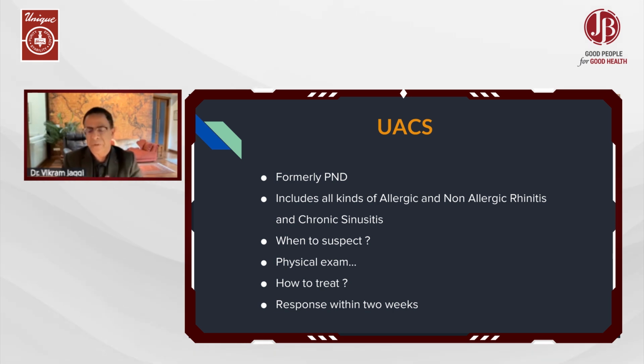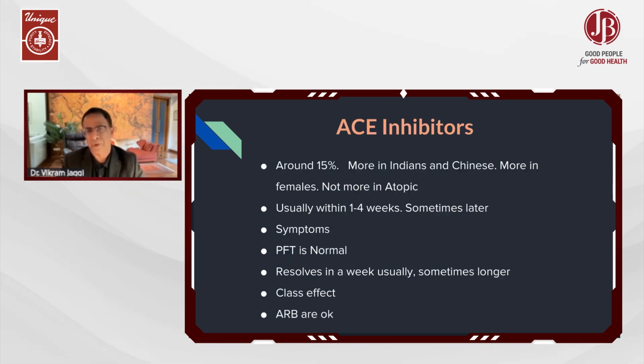Upper airway cough syndrome is what we used to call postnasal drip. So anything which is happening in the upper airways, sinuses, and causing dripping of secretions, initiating cough, is nowadays called upper airway cough syndrome. This is also an important entity.